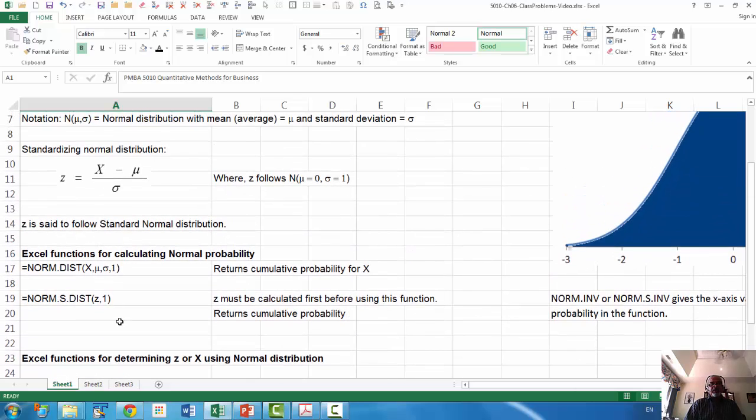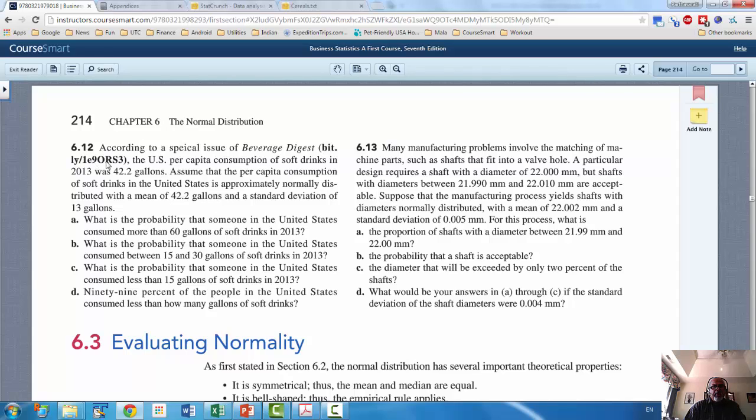Okay. Now let's look at a numerical example. So we're going to use problem number 6.12. Here, according to the special report, US per capita consumption of soft drinks in 2013 was 42.2 gallons. Assume that the per capita consumption of soft drinks follows approximately normal distribution, and the mean is 42.2, and we are assuming a standard deviation of 13 gallons. So given this normal distribution, we want to compute these probabilities.